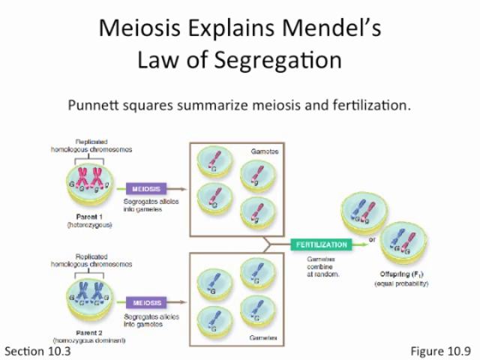Through meiosis, they produce 4 haploid gametes, and they're only going to pass on one of the 2 homologous chromosomes. So in the possible gametes that this parent produces, 2 of them have a big G, 2 of them have a little g. In the possible gametes that this parent produces through meiosis, all of them have a big G.